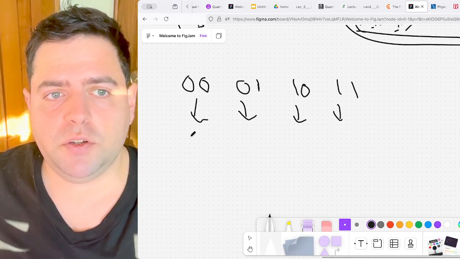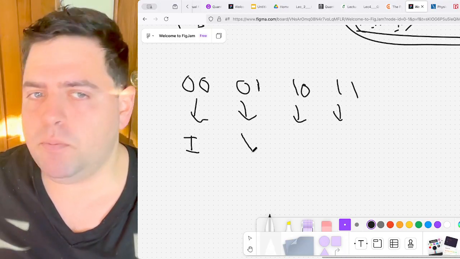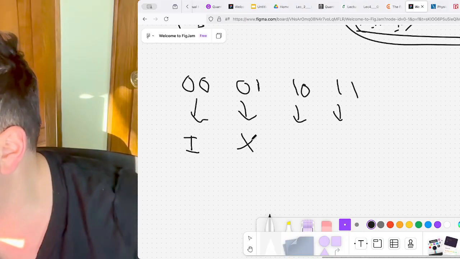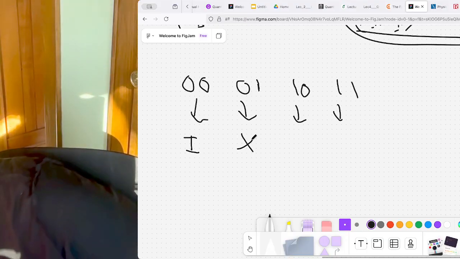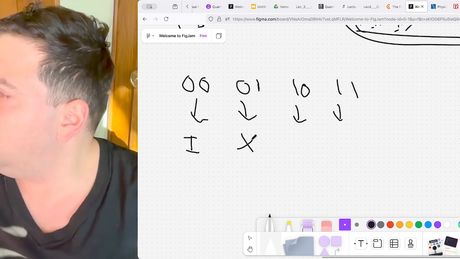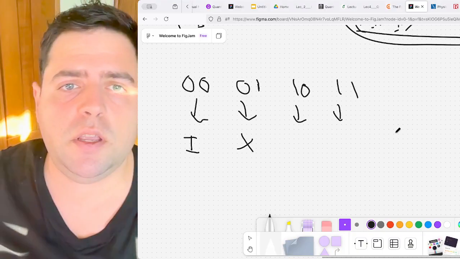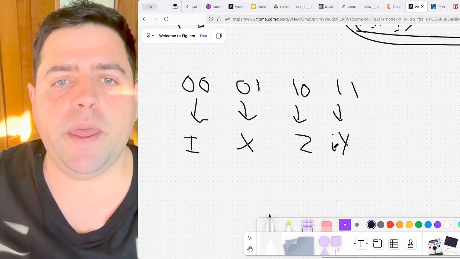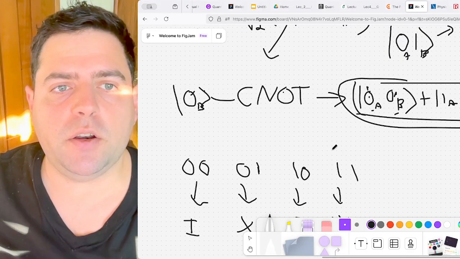So if she presses 0, 0, it goes to the identity gate. If she presses 0, 1, I believe it goes to the X Pauli gate. Let me double check myself on that. 0, 1, yes, that's correct. 1, 0 is the Z gate, and then i times the Y Pauli gate if she wants to go through 1, 1. So good, she's operated on her qubit now.